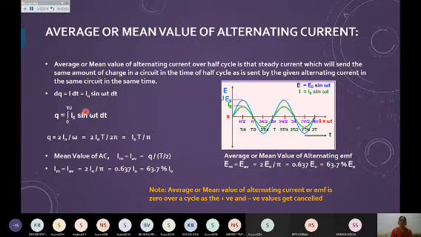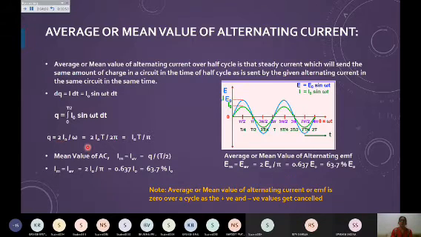I naught, that is the maximum value or peak value of current, is constant, and will be taken out. Then you put the upper limit minus lower limit, and we find that q comes out to be twice I naught upon omega. And this omega is nothing but 2 pi by capital T. So I can replace omega by 2 pi by T, and the result comes out to be I naught T upon pi. So this is the value of the charge.